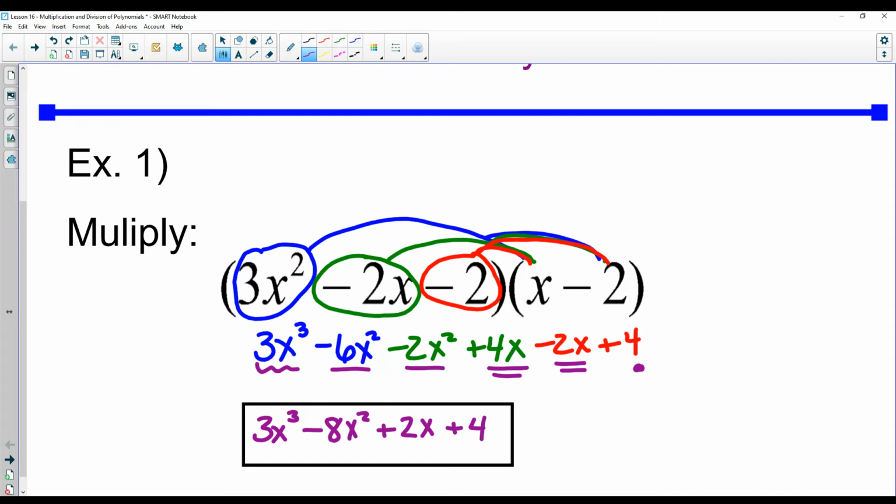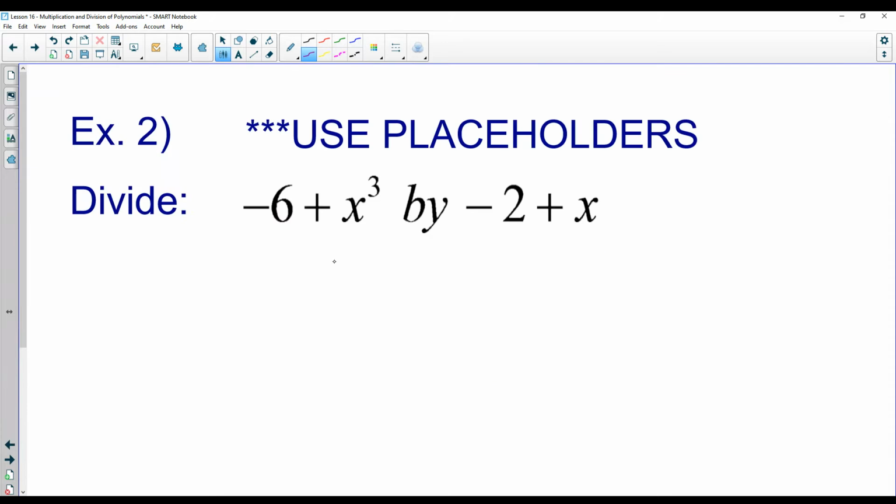Now let's do some division of polynomials. Example 2, we're asked to divide negative 6 plus x to the third by negative 2 plus x. All right, let's get this set up. What's being divided is negative 6 plus x to the third. All right, guys, this is super important that we put them in descending powers of x. So the highest power of x is x to the third. That's going to go first. And then we have 6.